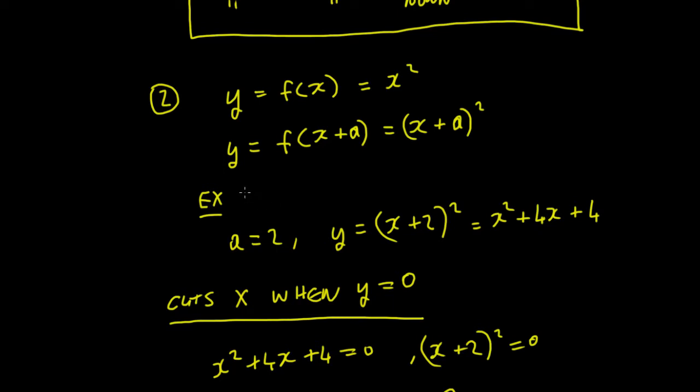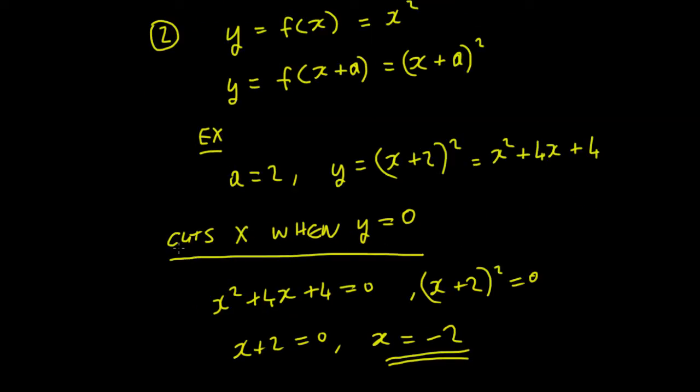An example of that would be, for example, we let a equal 2. So when a equals 2, we would have y equals x plus 2 whole squared, and we could multiply out those brackets. If you multiplied out the brackets, you would have x plus 2 times x plus 2, which would be x squared plus 4x plus 4. So you can go and write that down yourself and multiply the brackets and convince yourself that you do get that. Now what's this going to look like? We'll have a wee look and see where this graph cuts the x-axis and where it cuts the y-axis.